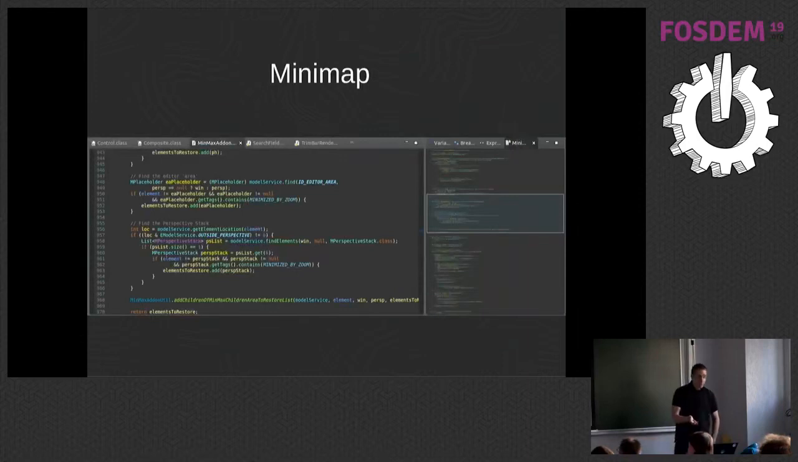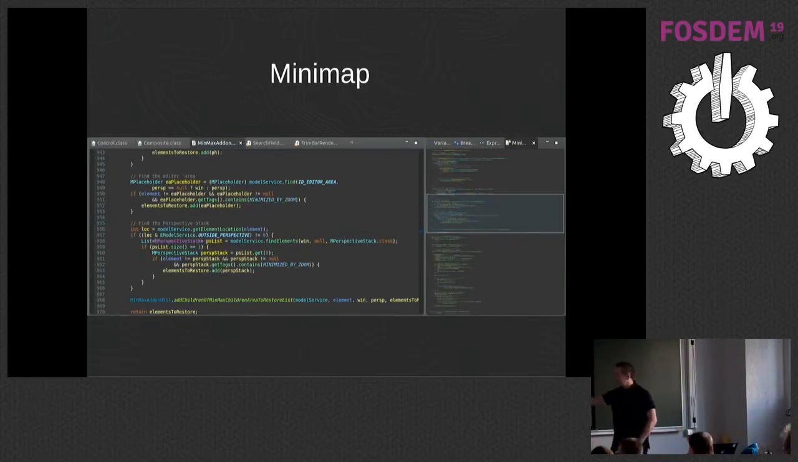If you're a Sublime user, you may enjoy this minimap, which gives you a little overview of your source code, and you can navigate it. It's a structural view of your source code, and that is also available since last year from Eclipse, in the latest release in December.